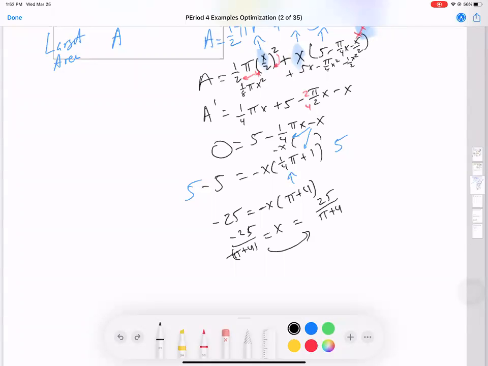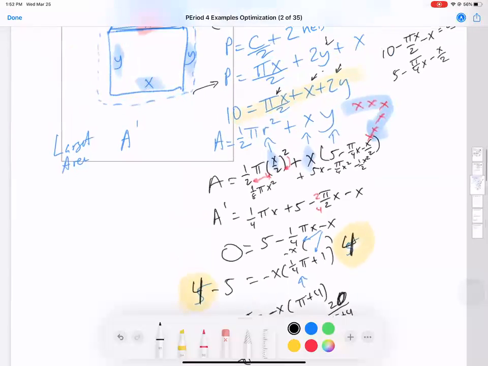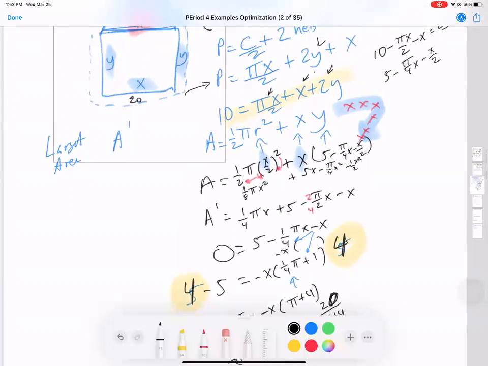Yes, I made a mistake. I multiplied by the wrong number here. I should be multiplying by 4, so it's 20 and 20. I was looking at the answer, and I thought, my answer is close, but it's not right. Okay, so I know it's an ugly answer, but this x is 20 over pi plus 4.